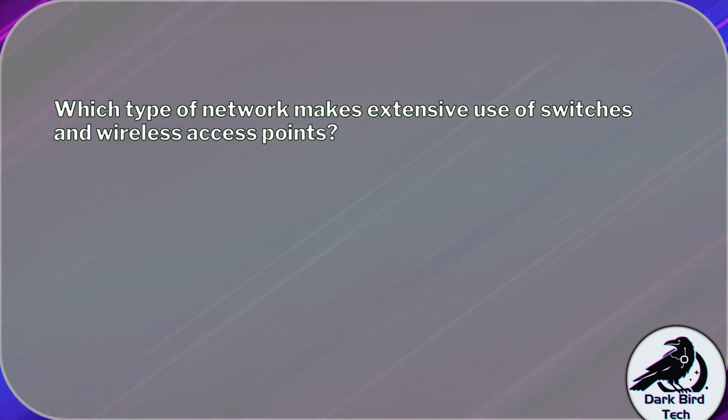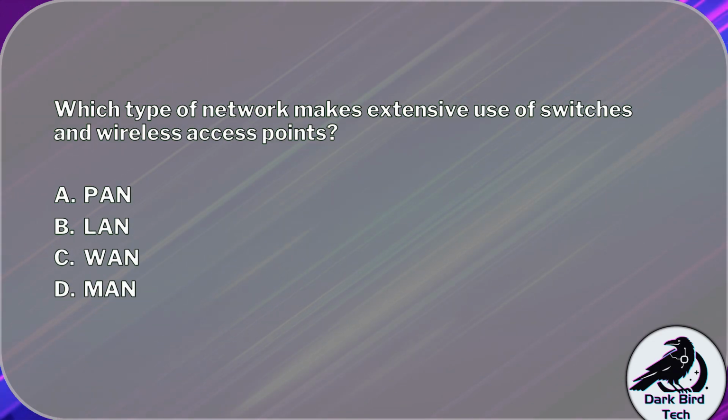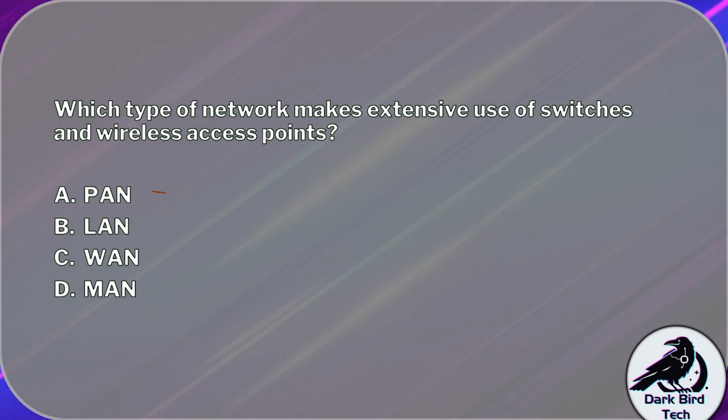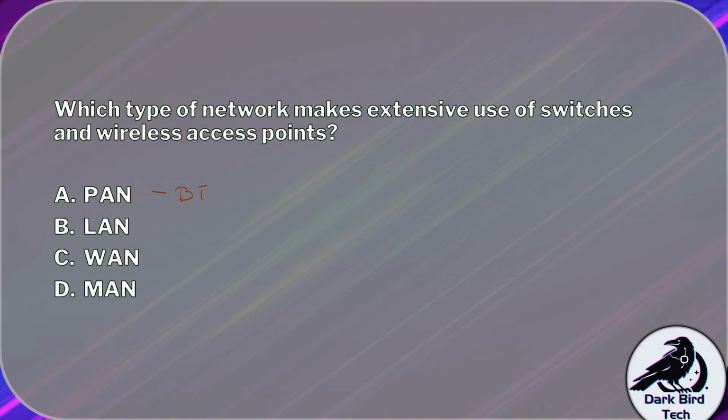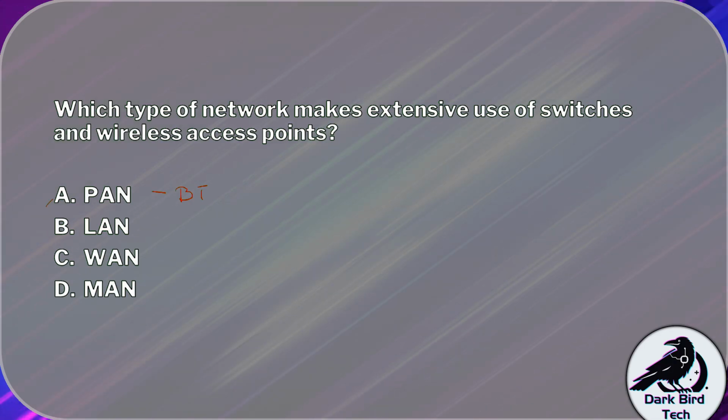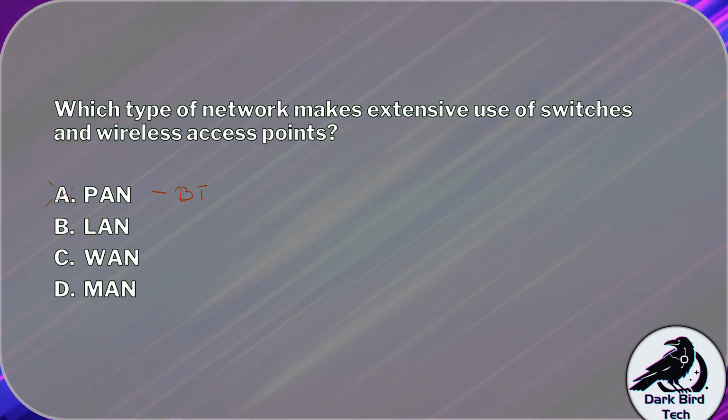Next up, which type of network makes extensive use of switches and wireless access points? This should be interesting. Let's see what the options are. A PAN, a LAN, a WAN, and a MAN. So a PAN, or a personal area network, is usually a Bluetooth technology. There are some wireless access points that can support Bluetooth, but I haven't seen many switches support Bluetooth. So I'm going to put a bit of a dotted cross through PAN for now. I can always change it.